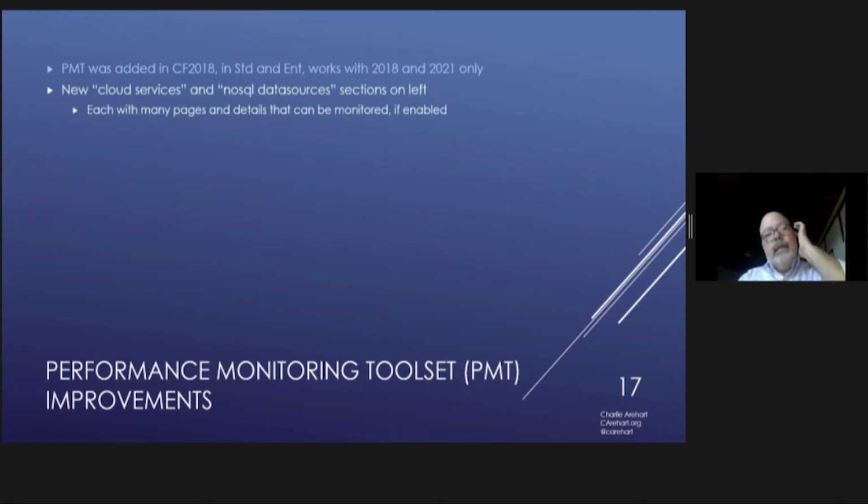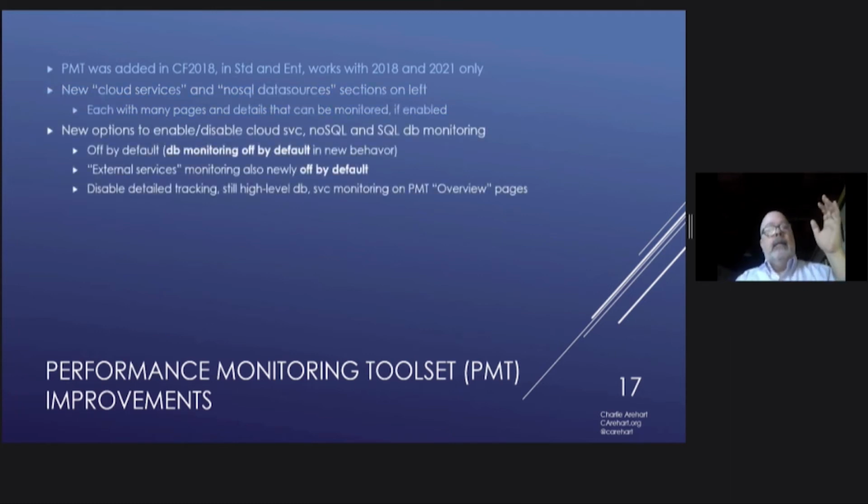Anyway, among the new things, it's got support for monitoring integration of CF with cloud services and with NoSQL data sources, and that's cool. It's got more support to monitor cloud and NoSQL and even SQL database monitoring. In fact, check this out. This is kind of important. Database monitoring is off by default. That's a new behavior. And external service calls, like tracking CF HTTP calls out to other servers, are off by default. So it's all configurable, and that detailed tracking is no longer there by default, but high-level tracking is there.